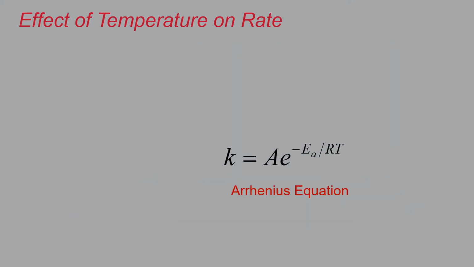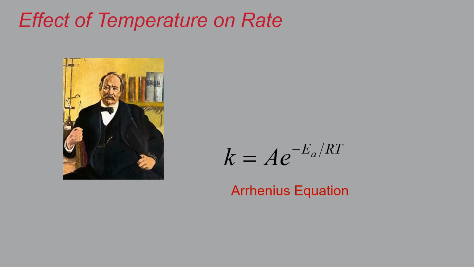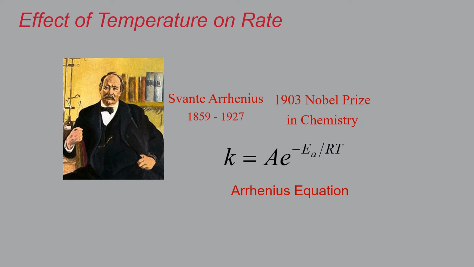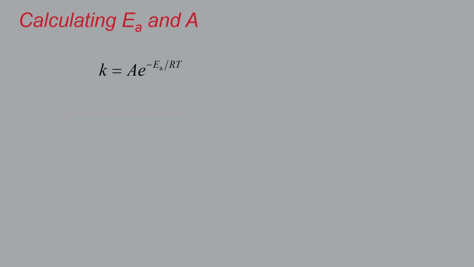So this, by the way, is the Arrhenius equation that was put forth by the Swedish chemist Svante Arrhenius, and I just like that because Svante is a fun name to say. Okay, and for this, he won the 1903 Nobel Prize in Chemistry, but not for this. All right, so this can be used to actually calculate activation energies and, by extension, the A factor.